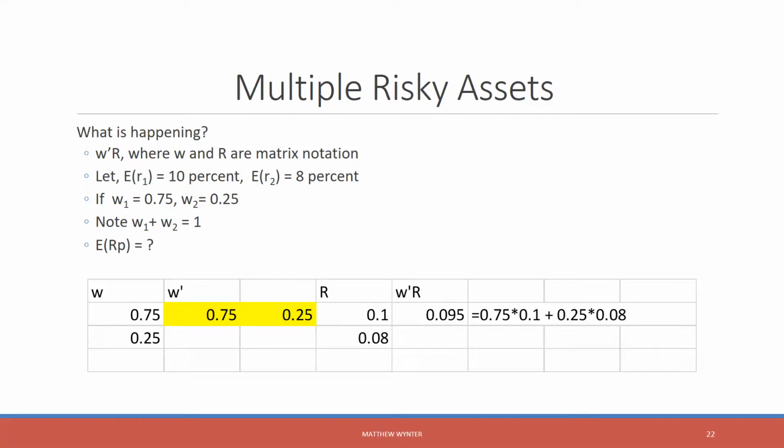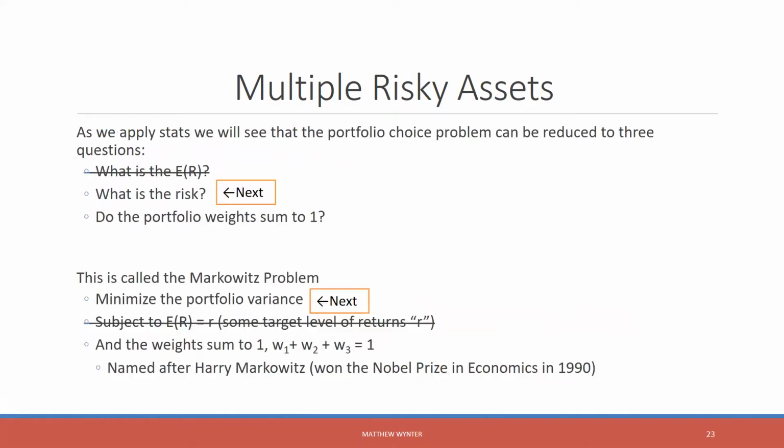Okay, so let R1, the expected return for asset 1, be 10%. Let R2, the expected return for asset 2, be 8%. If W1 is 0.75 and W2 is 0.25, what's going to be the return for our portfolio? We're going to multiply our weights by the expected returns of the individual assets. That's all we're doing. Okay. So what have we done? We figured out how to calculate the expected return for our portfolio.